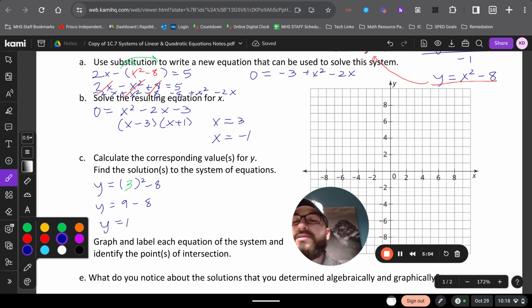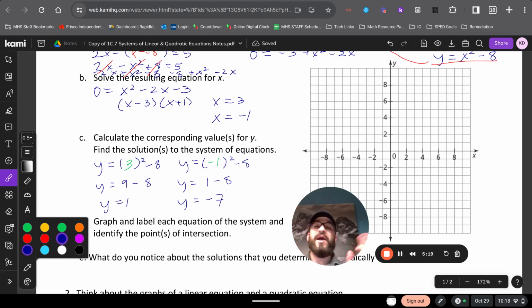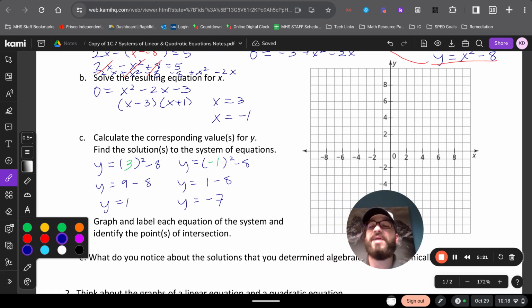Plugging in our second number, y is equal to parentheses negative 1 squared minus 8. Negative 1 squared is 1 minus 8, and 1 minus 8 is equal to negative 7. So I have my x values, I have my y values. I can put those together to get my two solution points, which should be (3, 1) and (negative 1, negative 7). So those are my answers, y'all.